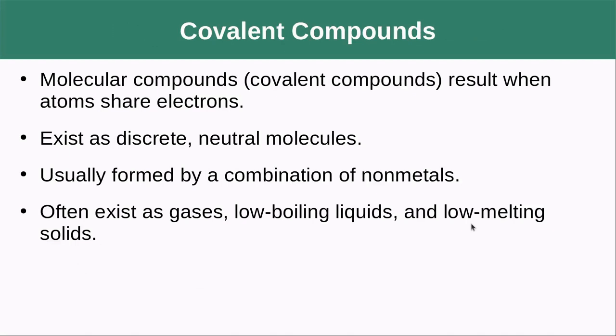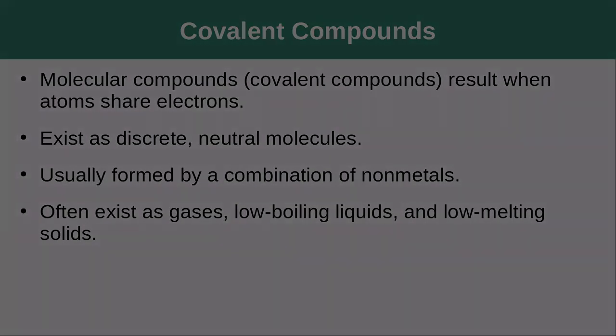Covalent compounds. Molecular compounds or covalent compounds result when atoms are shared. They exist as discrete neutral molecules. They're usually formed by a combination of nonmetals. They often are gases or liquids that are going to boil really easily, or at least low melting point solids.